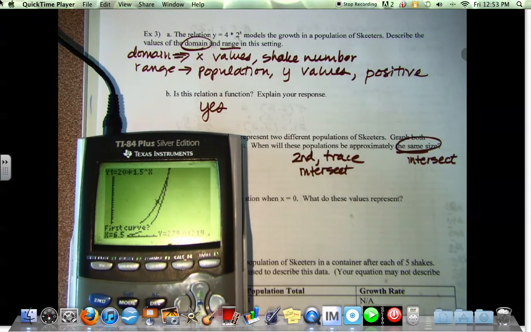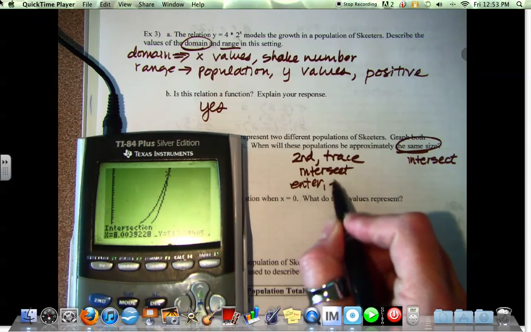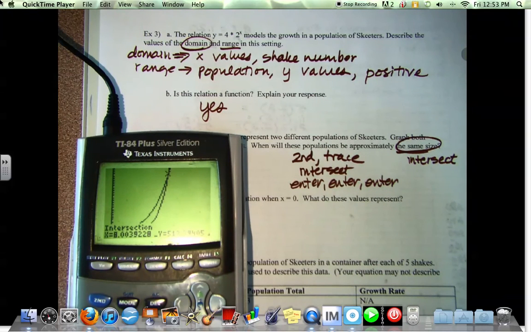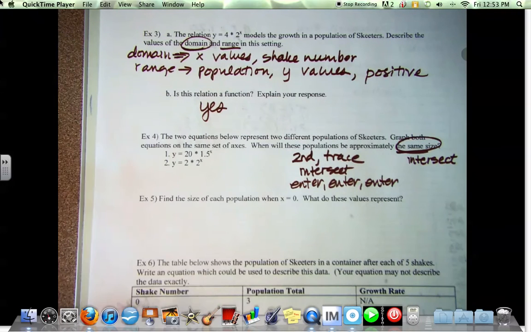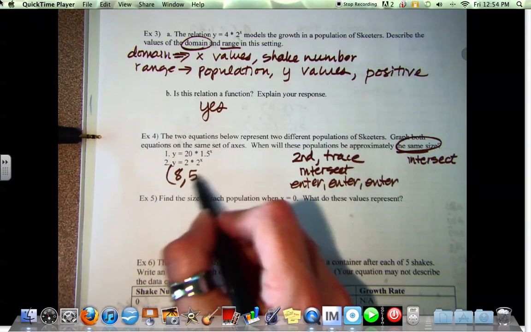Now it's asking first curve. We don't want to know just about the first curve. If you hit enter, it'll say second curve. We're not interested in just the second curve. Hit enter again, and then enter again. So you've hit enter 3 times. What does it say down at the bottom in the left-hand corner? Intersection. What's our x value? 8, and our y value is? 513.